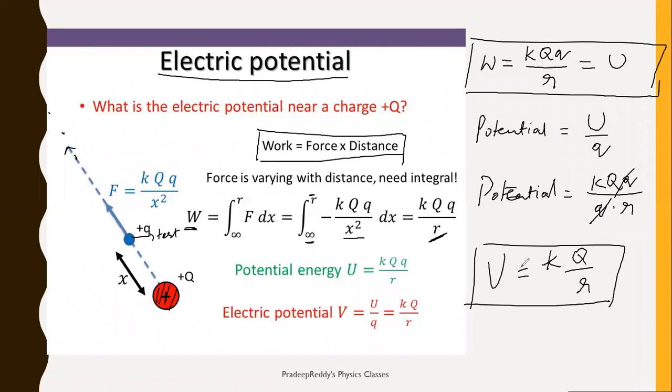Now potential depends upon the charge which it is. For example, if this charge is minus Q, then electric potential V will be equal to minus K capital Q divided by R.